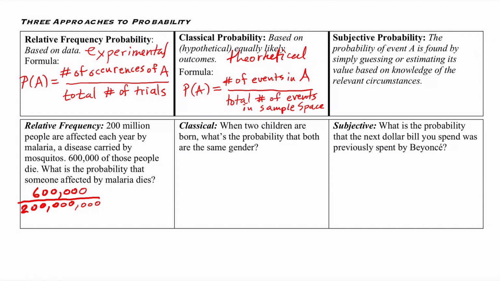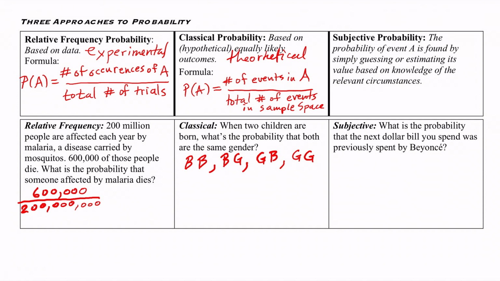So considering this example, when two children are born, what's the probability that both are the same gender? Let's think about the sample space here. You have two children, and either child could be a boy or a girl. So let's list out all the possible ways that we could have two children. In one case, the first child is a boy, the second child is a boy. The first child is a boy and the second child is a girl. We could have that switched around where the first child is a girl and the second child is a boy, or the first child is a girl and the second child is also a girl.